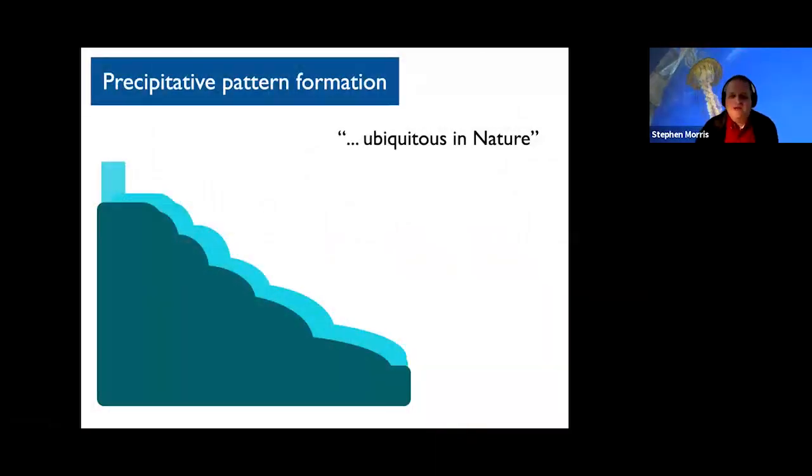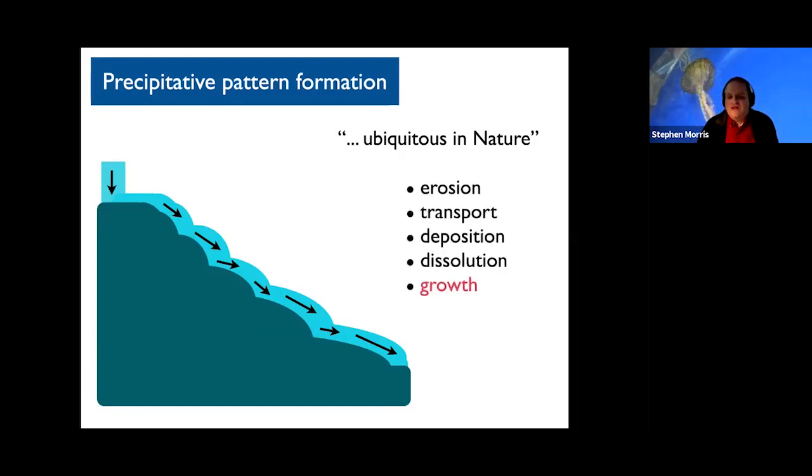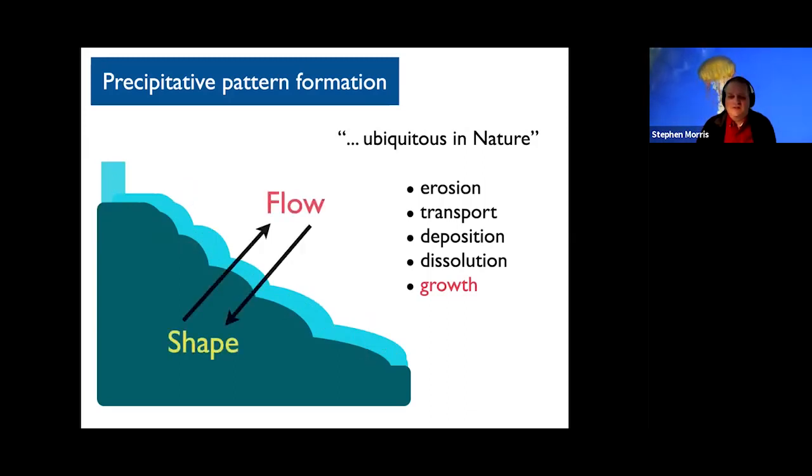So this is a kind of pattern formation that I like to say is ubiquitous in nature. We always like to say that. And so basically you have some kind of shaped surface and some water flows down it under gravity. And then something happens to change the shape of the surface: erosion, transport, deposition, dissolution. And in the case of icicles, it's growth. And that occurs relatively slowly. And so the surface evolves slowly compared to the rate at which the water flows. And there's a complex feedback between the flow and the shape.